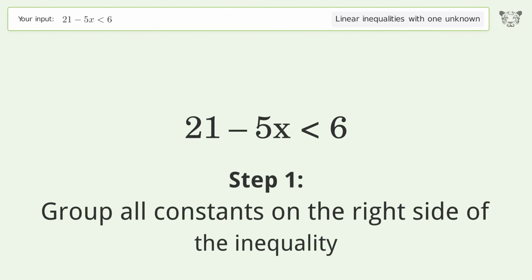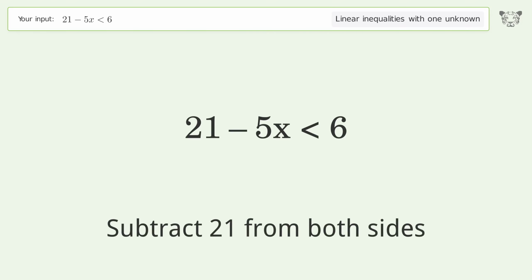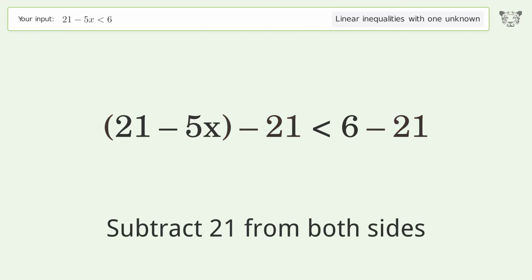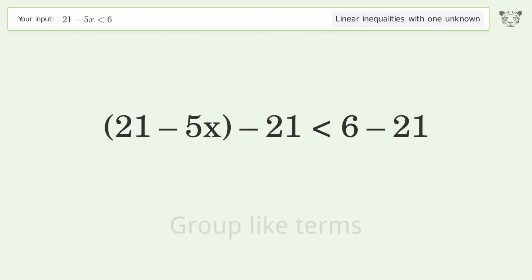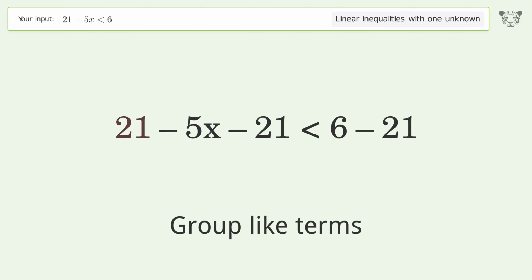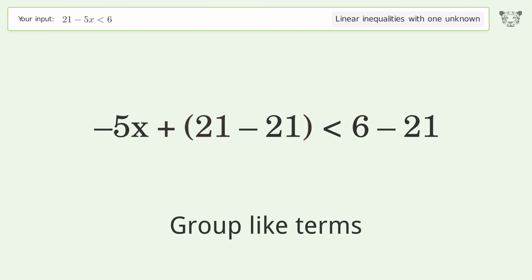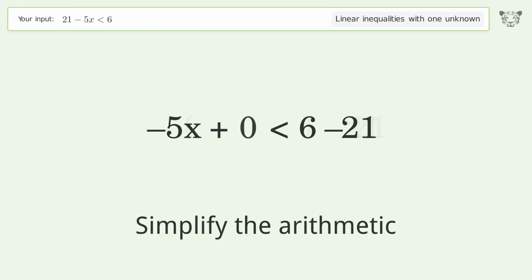Group all constants on the right side of the inequality. Subtract 21 from both sides. Group like terms. Simplify the arithmetic.